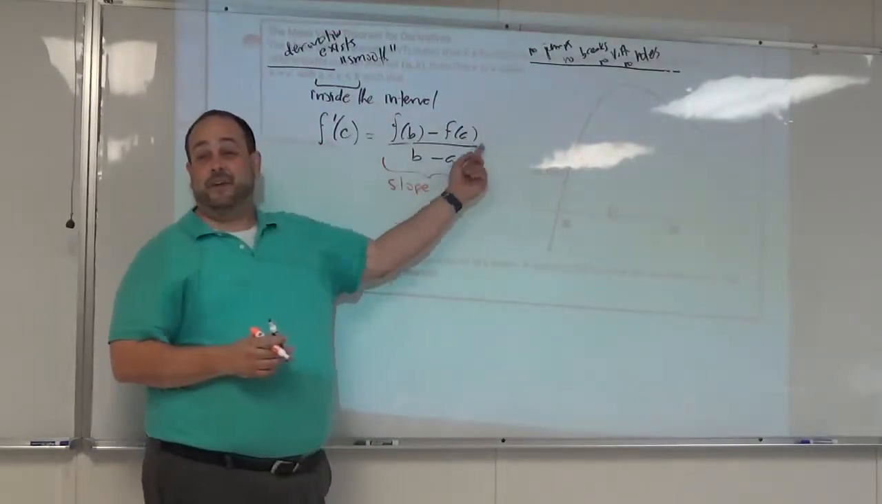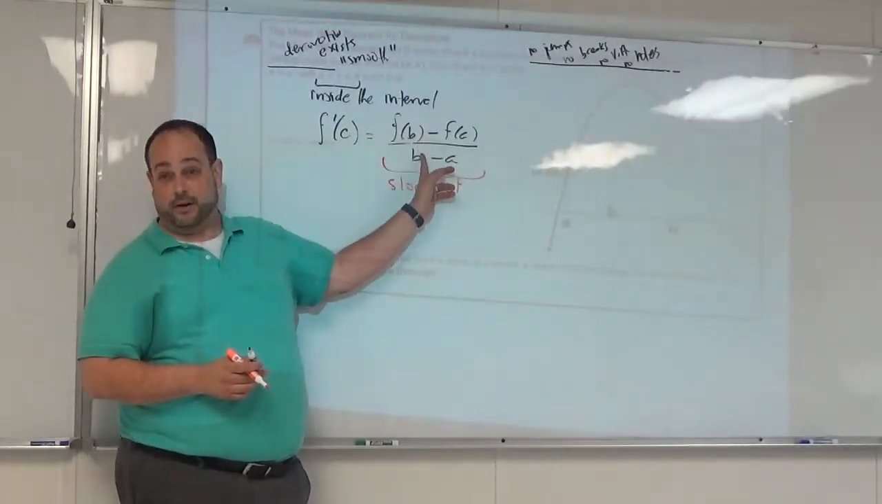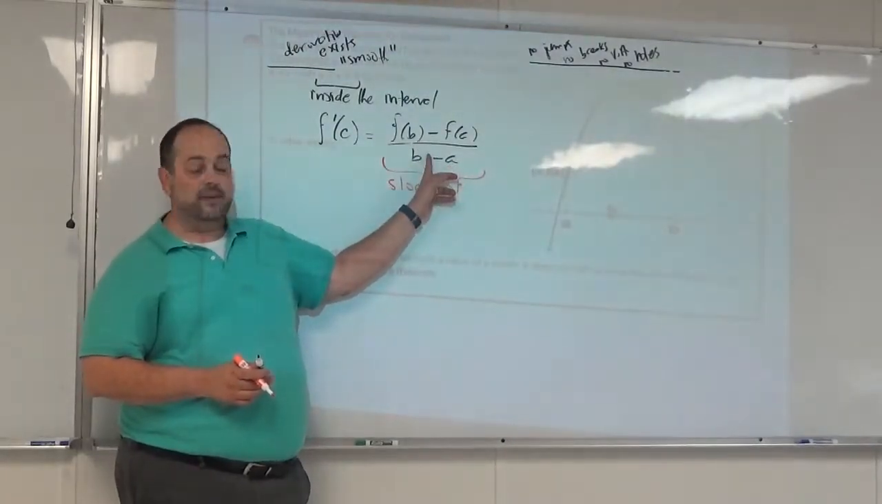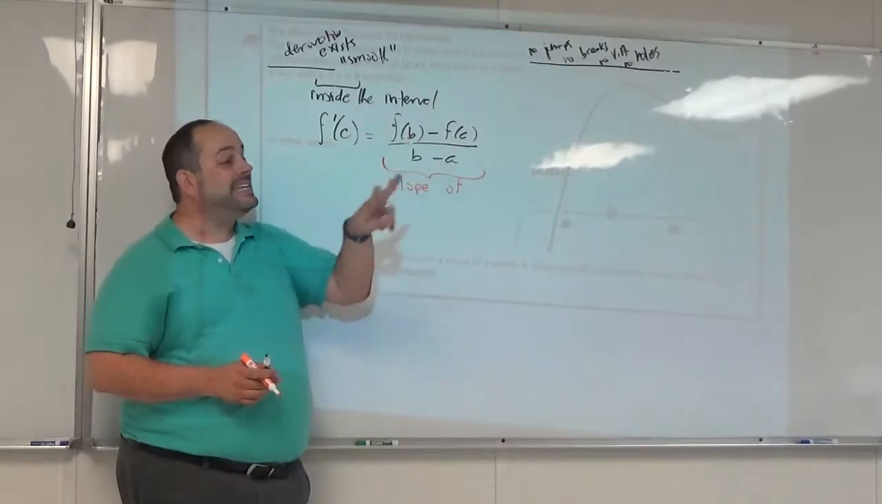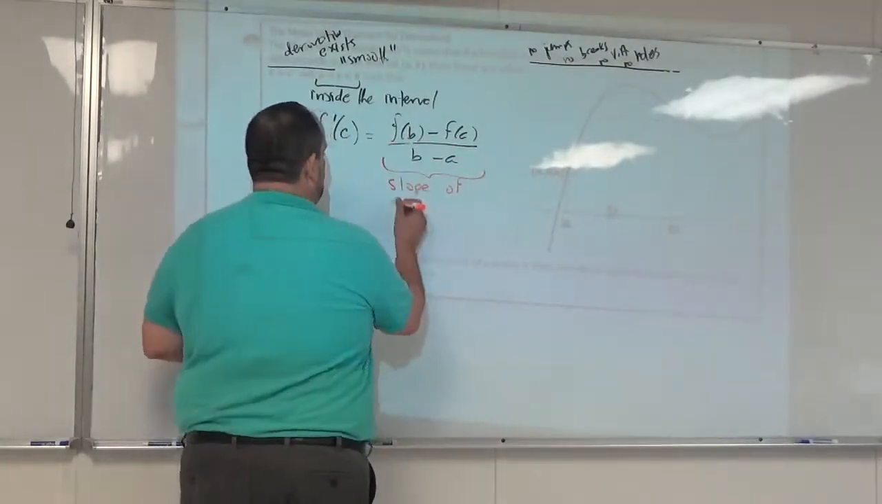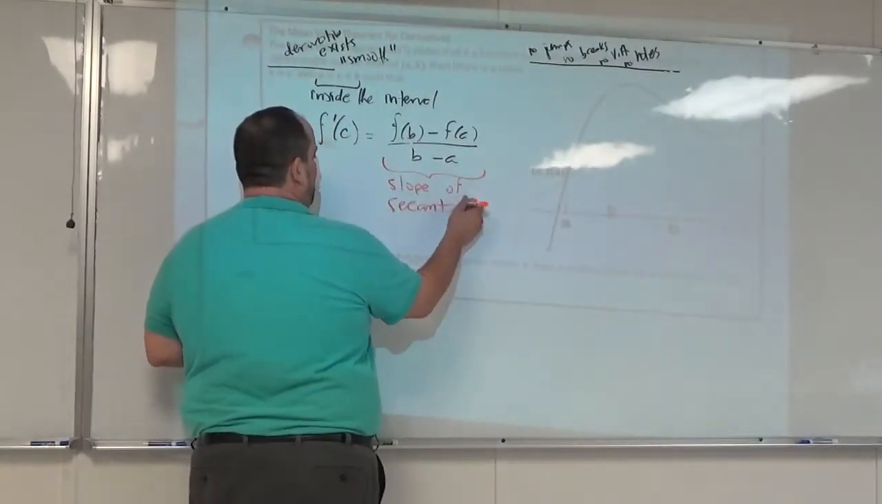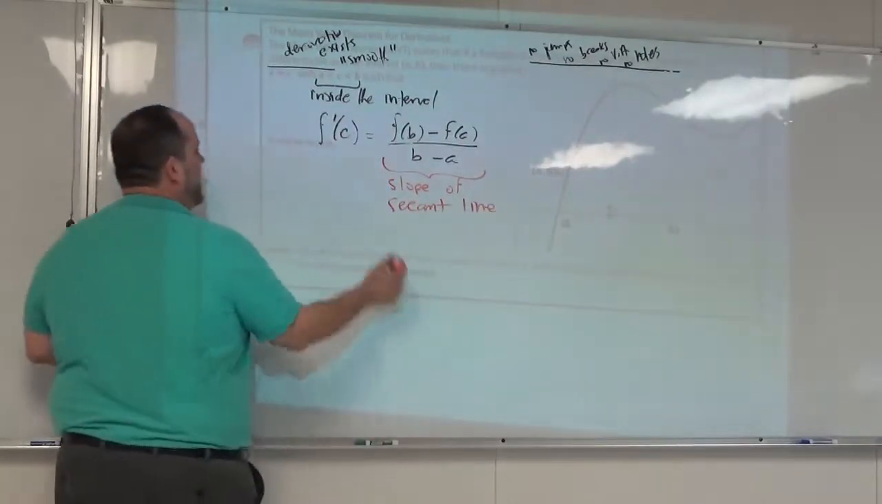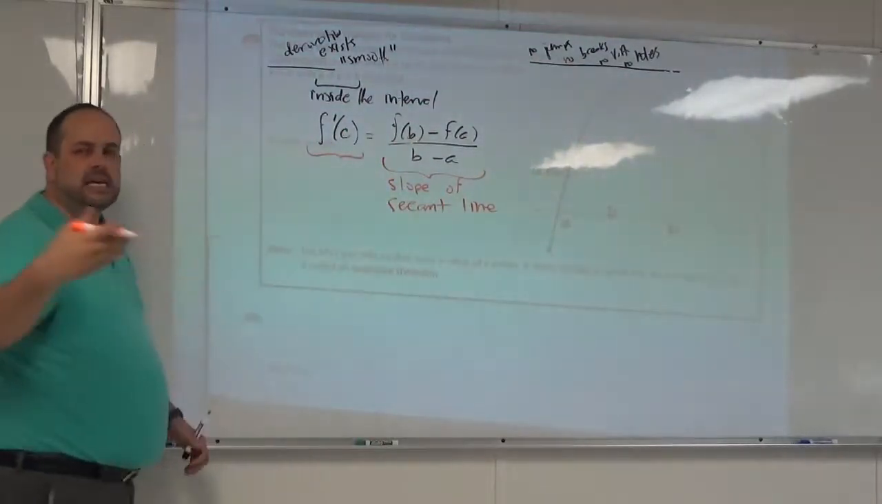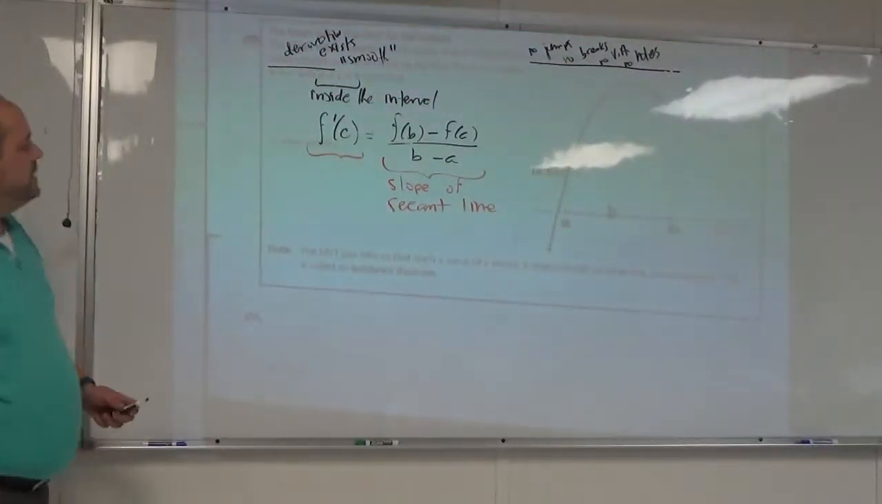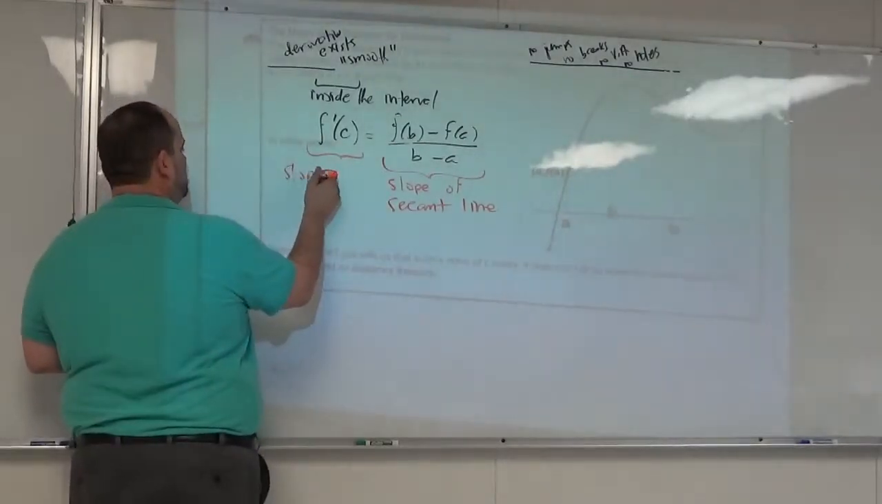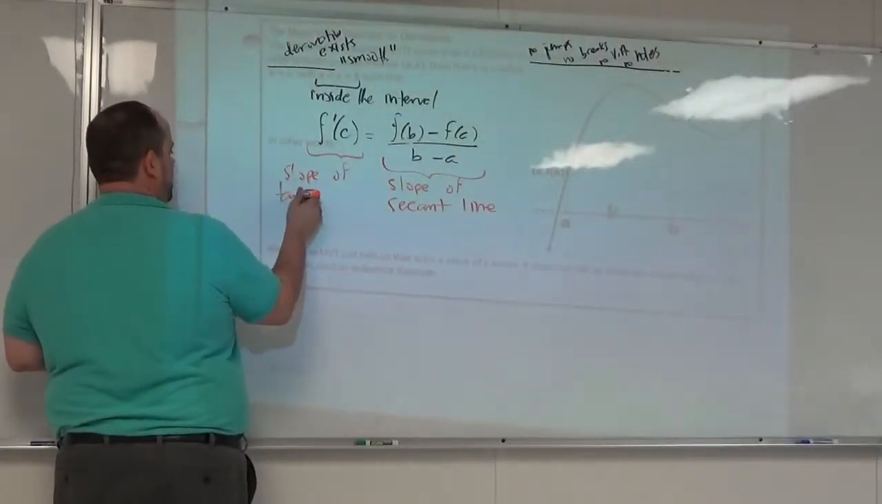F of b minus f of a over b minus a, you guys are thinking big brain here. This is the slope of, not the tangent line, the secant line. Slope of the secant line. Remember that line that you drew first? F prime of c, now we're in calculus class. This here is the slope of the tangent line.